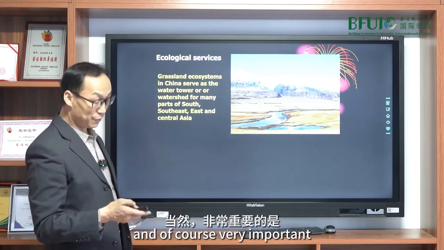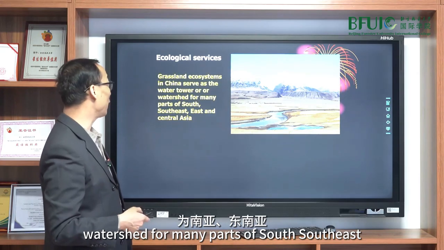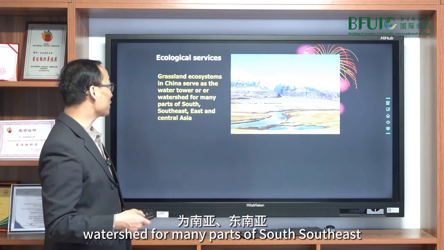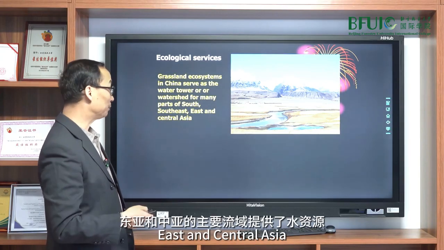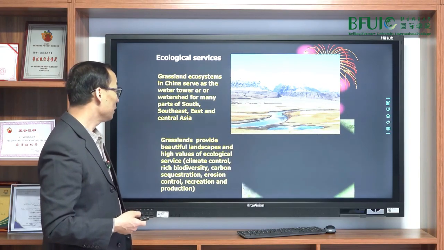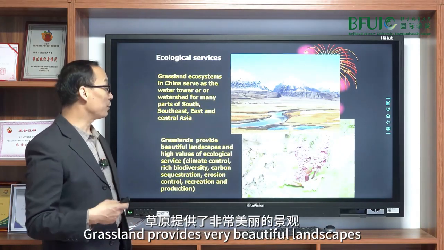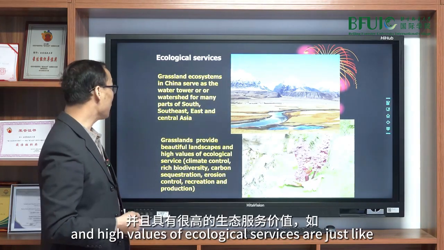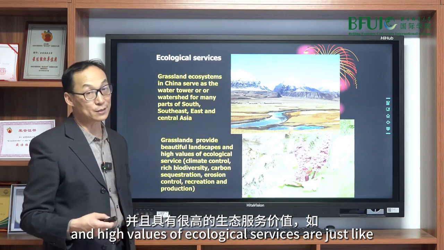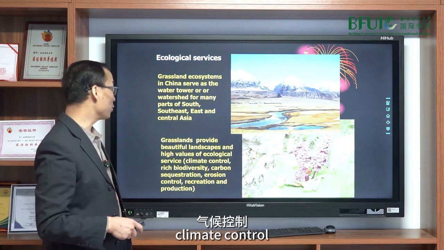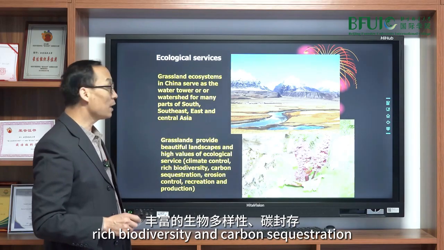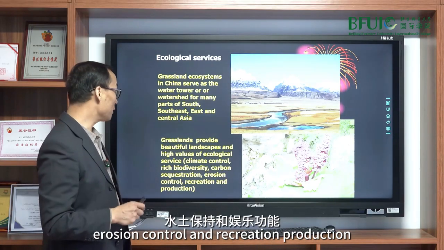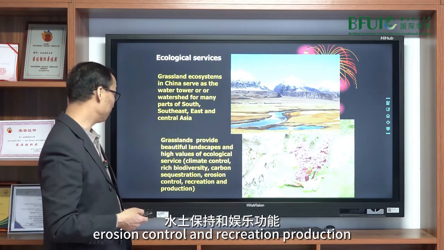And of course, a very important watershed for many parts of South, Southeast, East, and Central Asia. So grassland provides very beautiful landscapes and high values of ecological services, like climate control, rich biodiversity, carbon sequestration, erosion control, and recreation production.